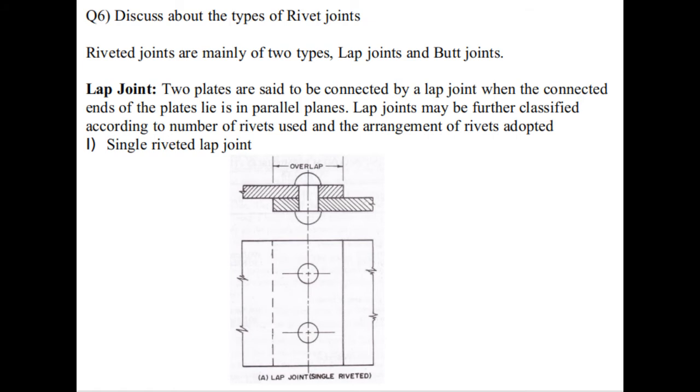But what is a lap joint first? Two plates are said to be connected by a lap joint when the connected ends of the plates lie in a parallel plane. As you can see from the diagram, I have drawn it for the single riveted lap joint. So how does it look? Please note down the diagram.